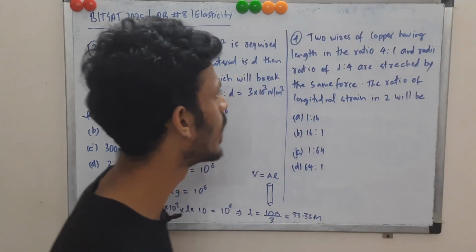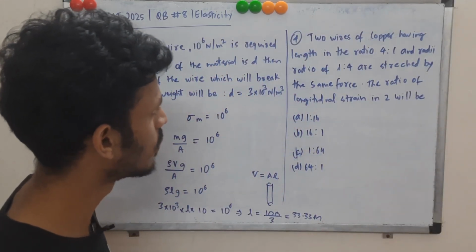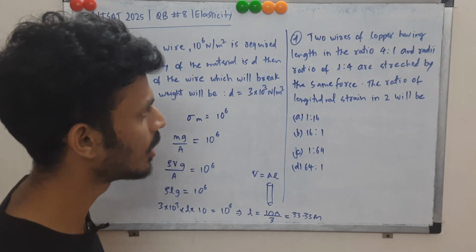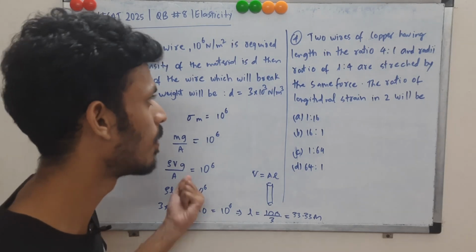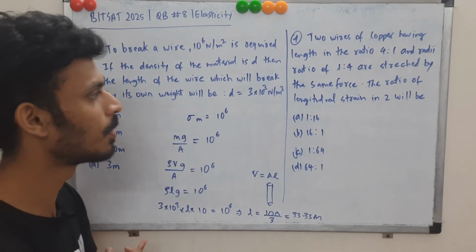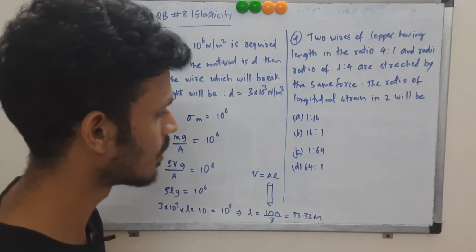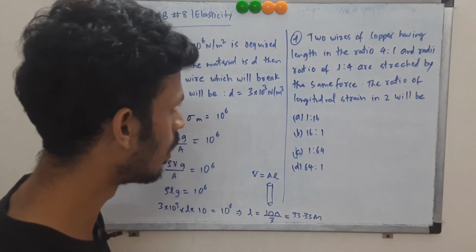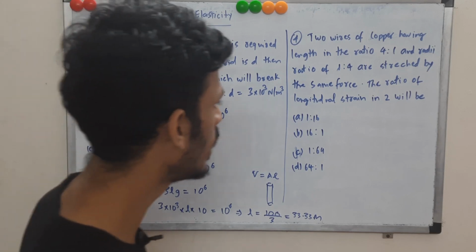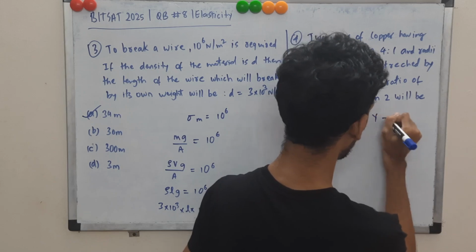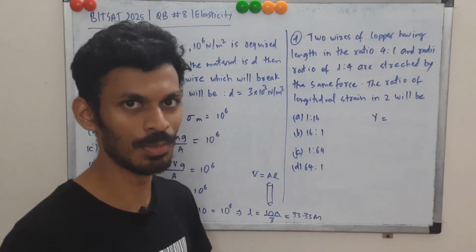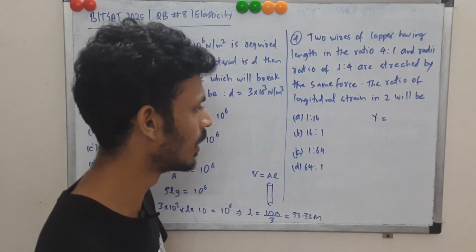Let's come to this one. Here we have two wires of copper, lengths in that ratio, and the radii are in that ratio. They are stretched by the same force. You're supposed to tell the ratio of the longitudinal strain in the two cases. So first of all, longitudinal strain, right? You have to take care in this question. If you want to solve it by yourself, you can pause the video and try to solve it.